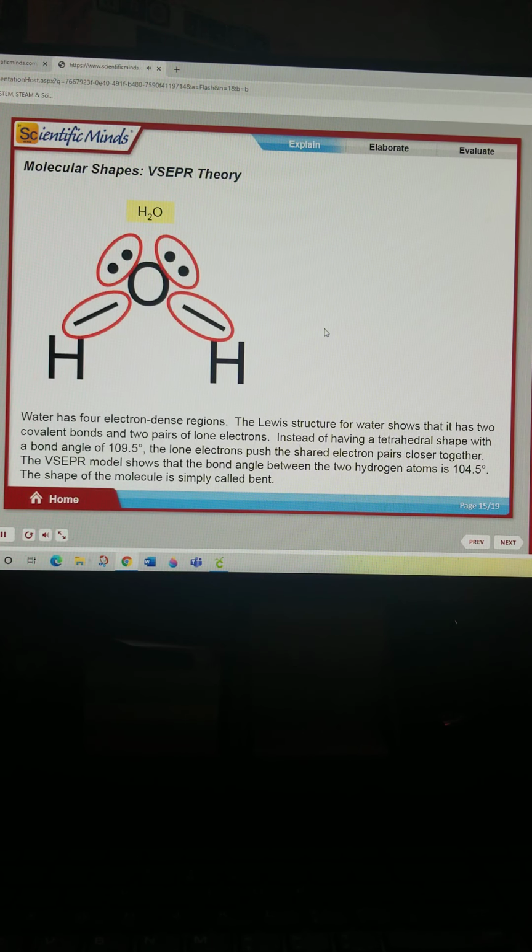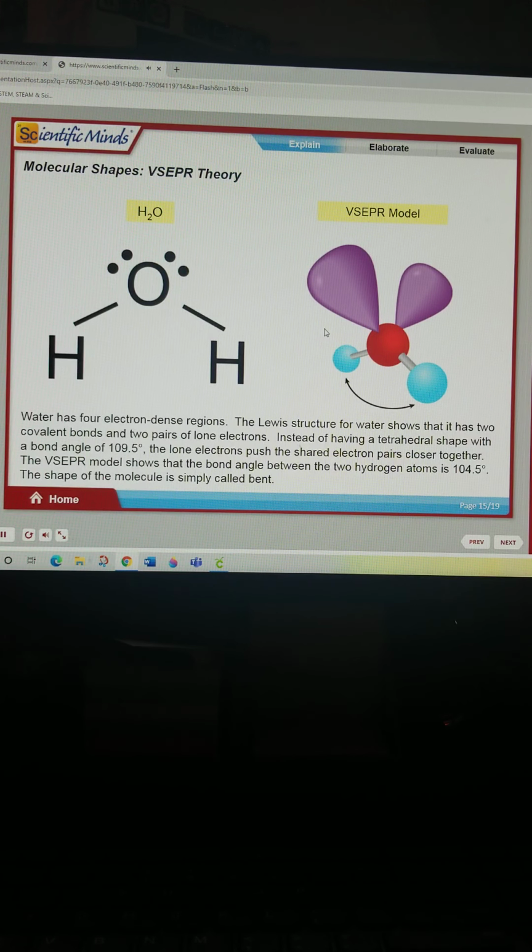Water has 4 electron-dense regions. The Lewis structure for water shows that it has 2 covalent bonds and 2 pairs of lone electrons. Instead of having a tetrahedral shape with a bond angle of 109.5 degrees, the lone electrons push the shared electron pairs closer together. The VSEPR model shows that the bond angle between the 2 hydrogen atoms is 104.5 degrees. The shape of the molecule is simply called bent.